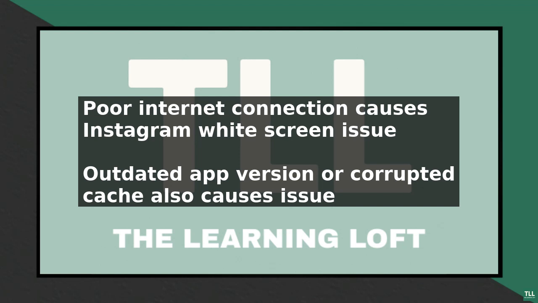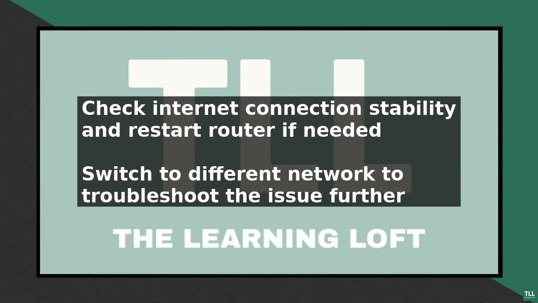The white screen on Instagram can be caused by a poor internet connection, outdated app version, corrupted cache, or issues with your device. To fix this issue, start by checking your internet connection. Ensure that your Wi-Fi or mobile data is stable and working properly. Try restarting your router or switching to a different network to see if the issue persists.